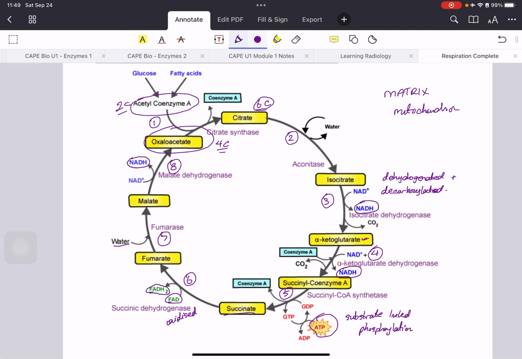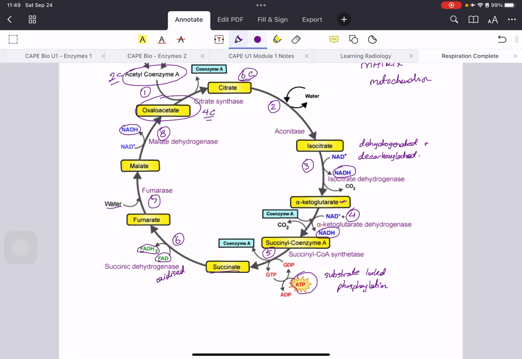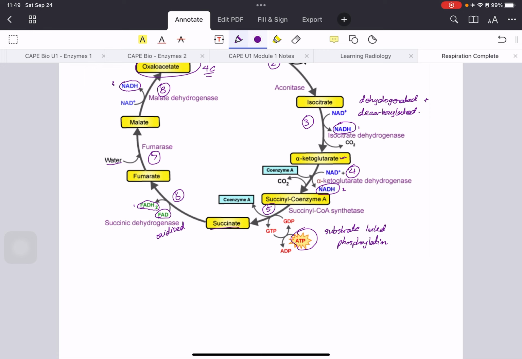So just a quick summary as to what was made in this Krebs cycle. We have 3 NADH, we have 1 FADH2, and we also have 1 ATP molecule.